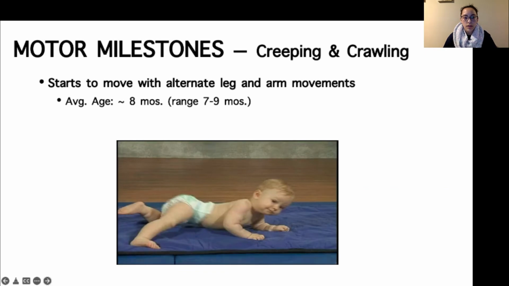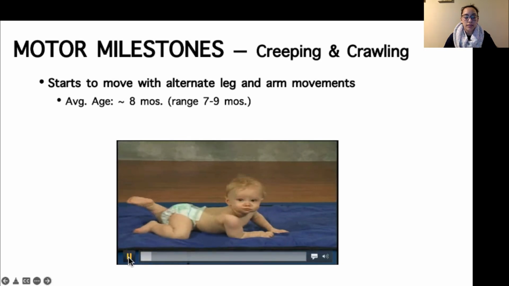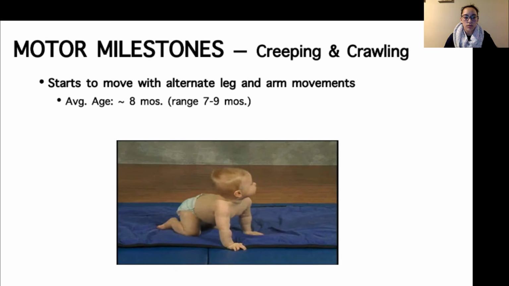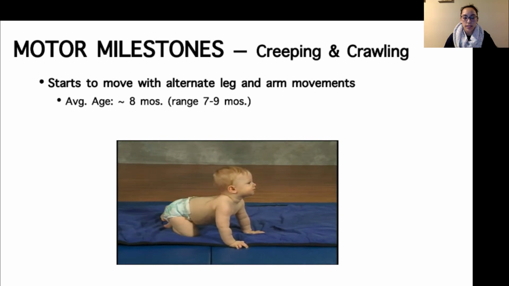For creeping and crawling, this usually is going to start around about 8 months. So this is where we start to see more intentional alternating leg and arm movements to locomote from one location to another.